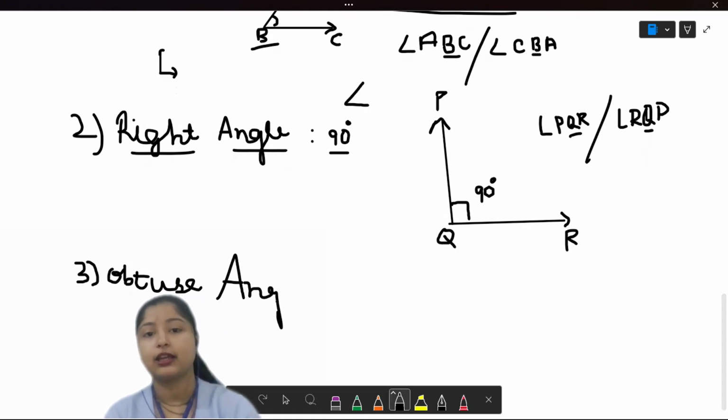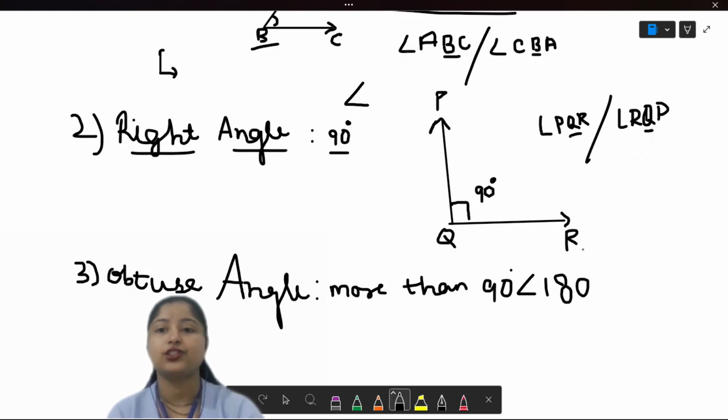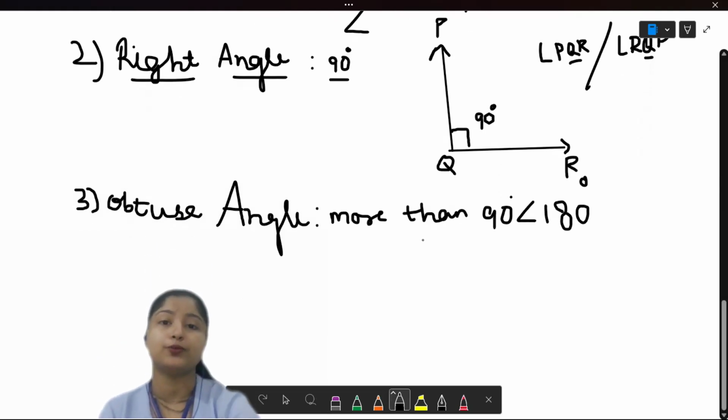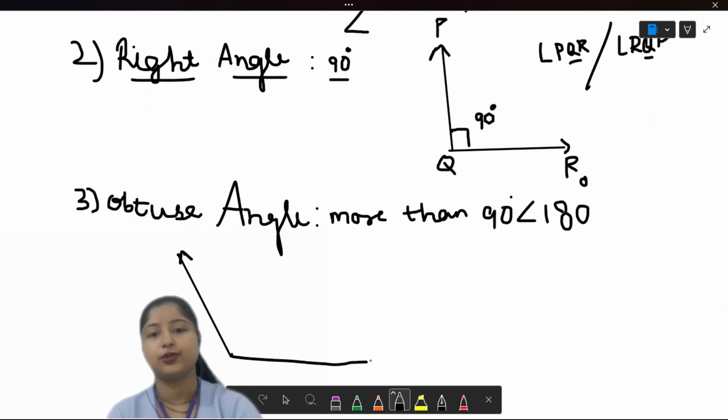We have learned that the 90-degree angle is called a right angle. So an angle measuring more than 90 degrees and less than 180 degrees, we call an obtuse angle. Let's just try to make an obtuse angle. So let's say this is an obtuse angle.